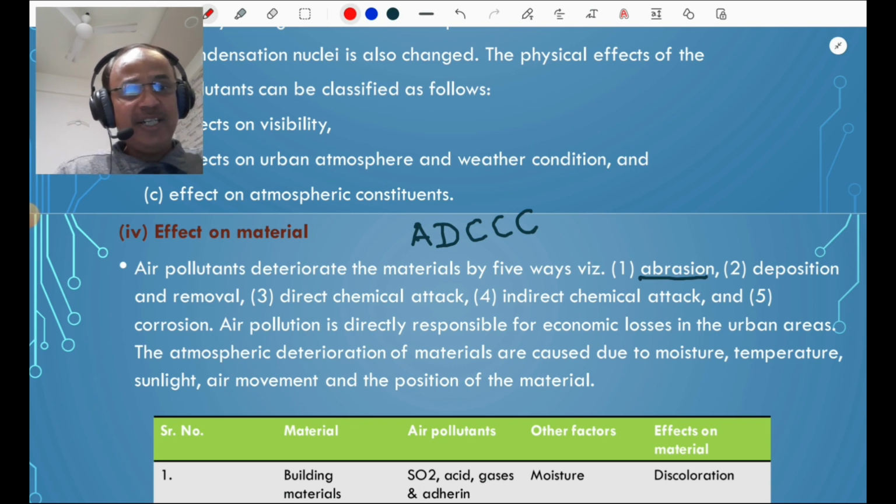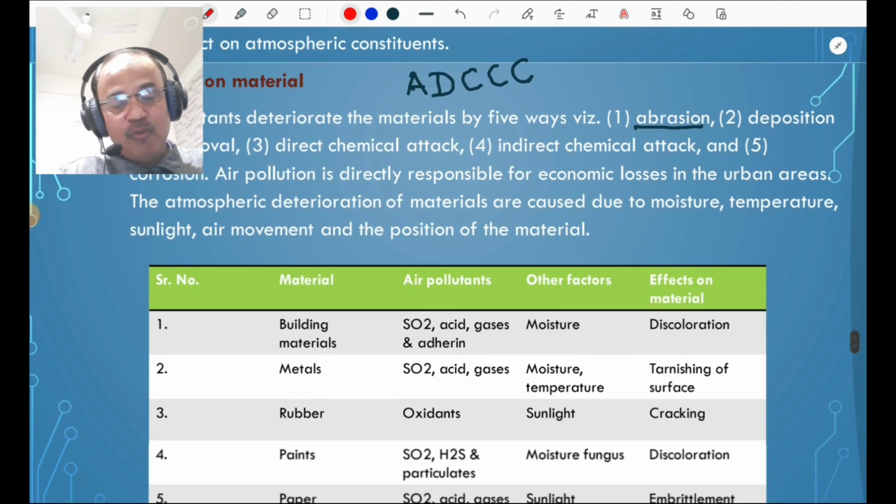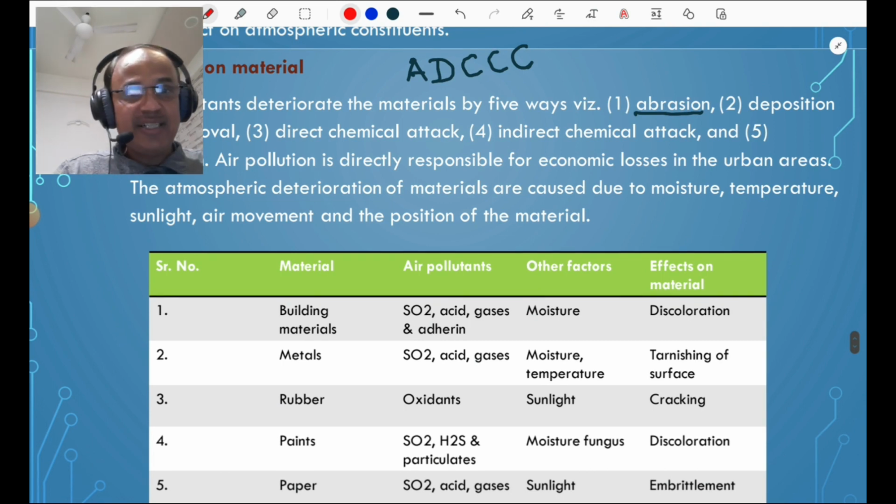Air pollution is directly responsible for economic losses in urban areas. The atmospheric deterioration of materials is caused by moisture, temperature, sunlight, which are the weathering agencies, air movement, and also the position of the material. So one must know all these factors.